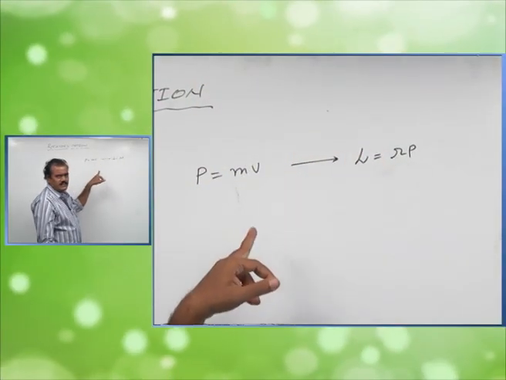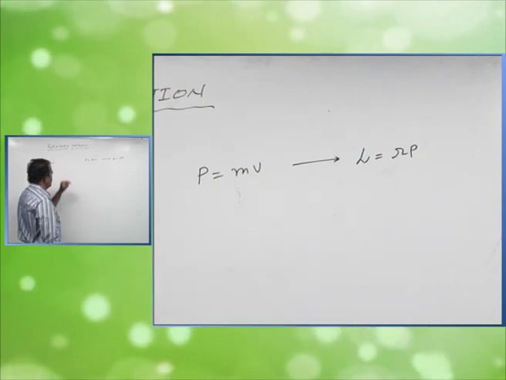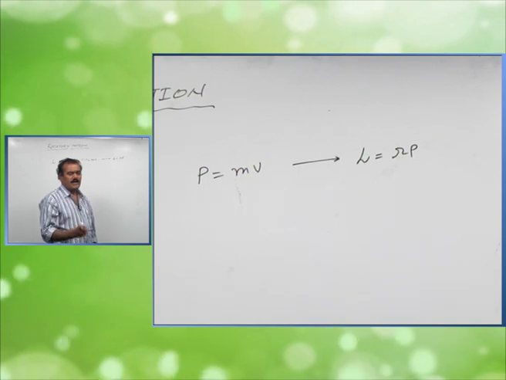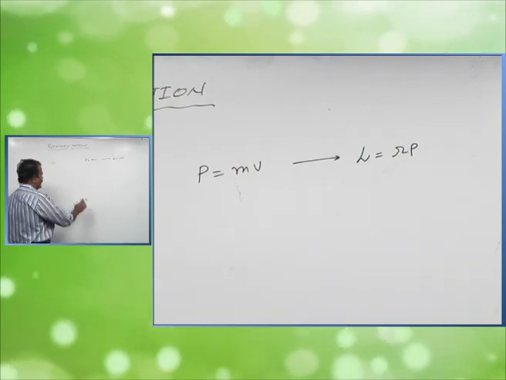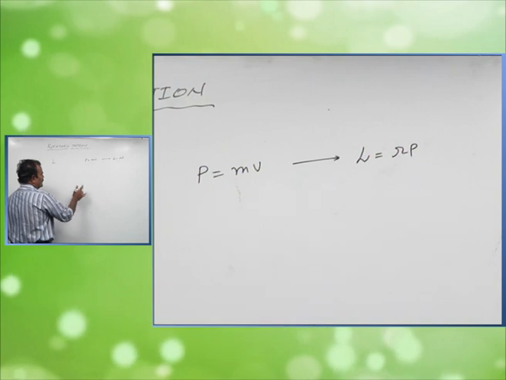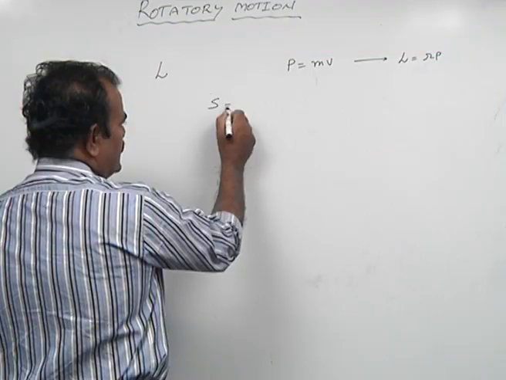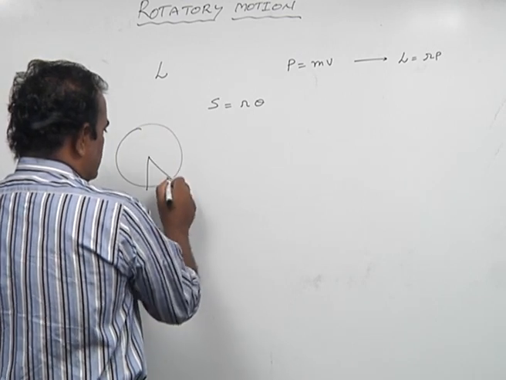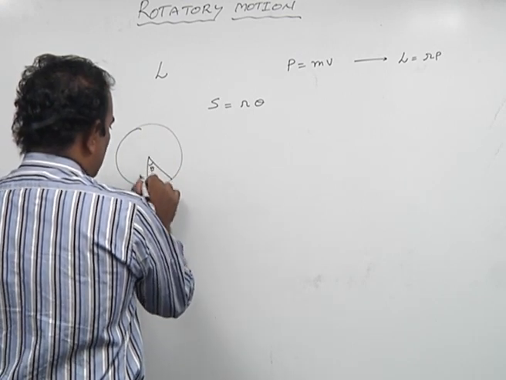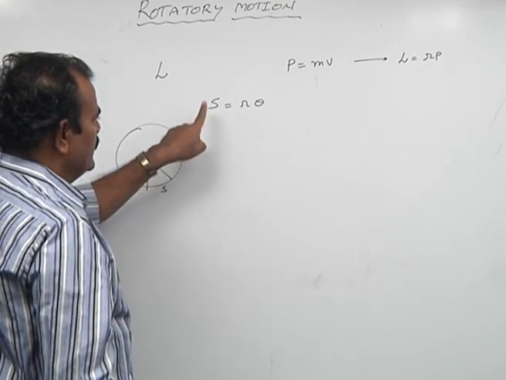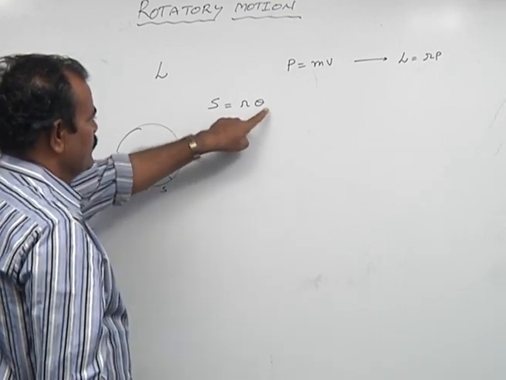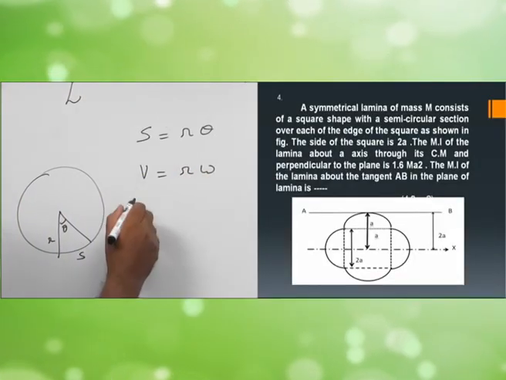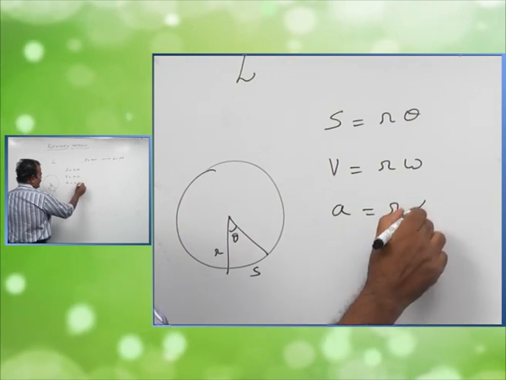Translatory quantities and angular quantities, rotatory quantities, are connected by a bridge R. For example, S is equal to R theta. Here S is the arc, theta is the angle, and R is the radius. Linear displacement is equal to radius into angular displacement. Similarly, V is equal to R omega, and A is equal to R alpha.